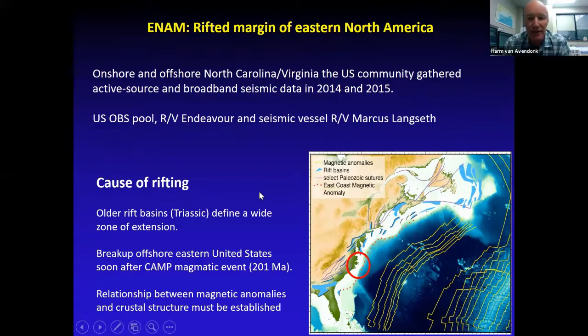What's interesting about this place is that rifting already started in the Triassic, even before, for example, the Gulf of Mexico or any other basin opened. So this is the first breakup of Pangaea. Then at 201 million years ago, there was a large magmatic event, the so-called Central Atlantic Magmatic Province, or CAMP. And after that, the rifting really started speeding up. But we don't really know exactly the relationship between this magmatic event and the offshore rifting.